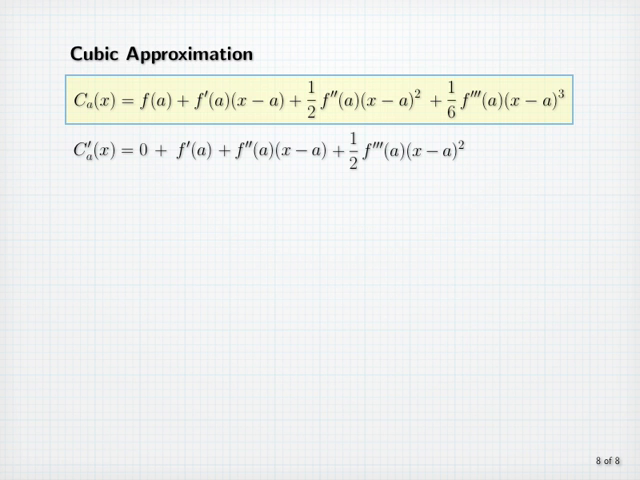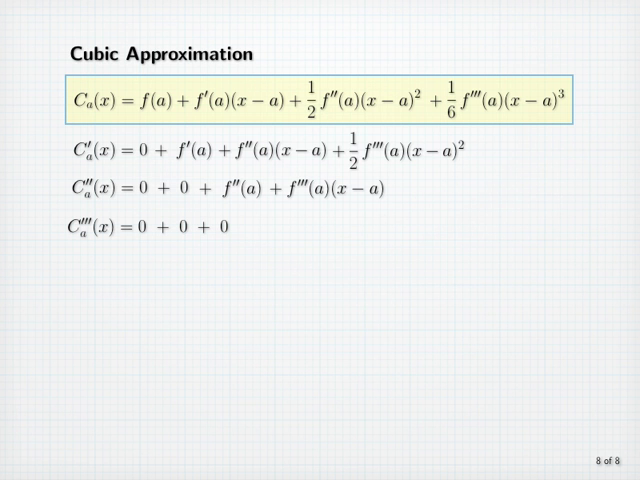Now the second derivative is 0 plus the derivative of f prime of a, which is 0 since that's constant, plus the derivative of the third term, which is f double prime of a, plus the derivative of the last term, f triple prime of a times (x minus a) to the first power. And the third derivative, c sub a triple prime of x, is 0 plus the derivative of the constant f double prime of a, which is 0, plus the derivative of the last term, which is the constant f triple prime of a.